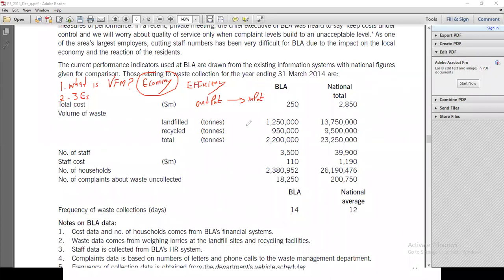We have seen that BLA had a number of objectives, and effectiveness is, did BLA meet the objectives? Effectiveness is assessing the extent to which BLA has met their objectives. Have they met their objectives? Is there evidence that objectives have been met? So that is our effectiveness, that is our efficiency.